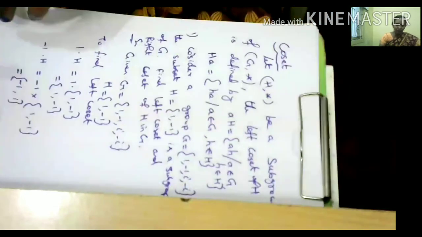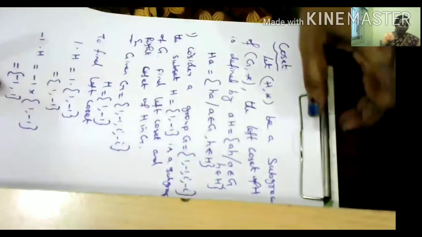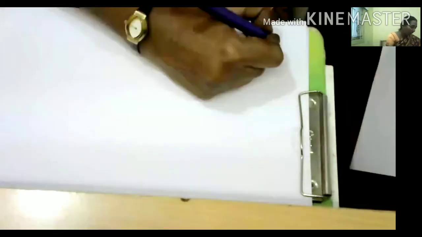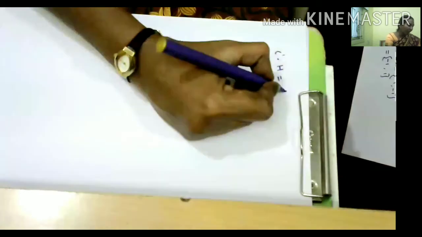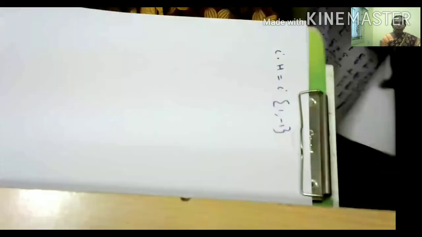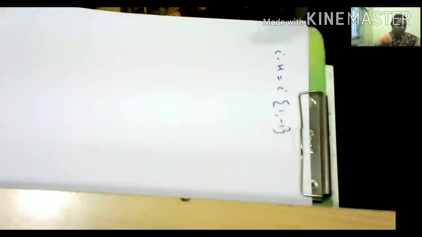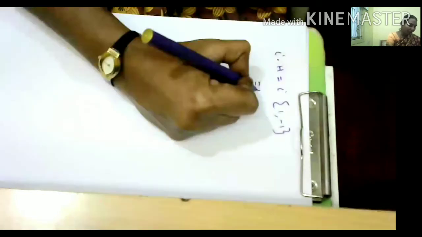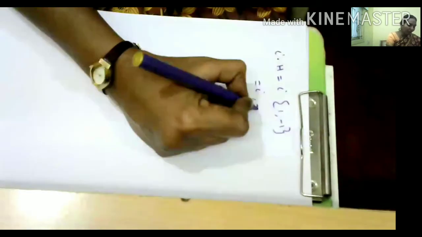Now take the third element from capital G. What is the third element? The third element is i. So i into H, multiplying i with the set H, which is 1 comma minus 1. So multiplying, i into 1 is i, and i into minus 1 is minus i.